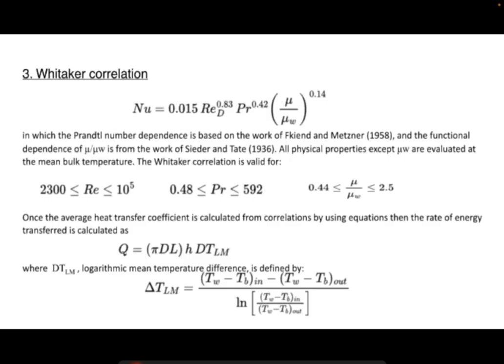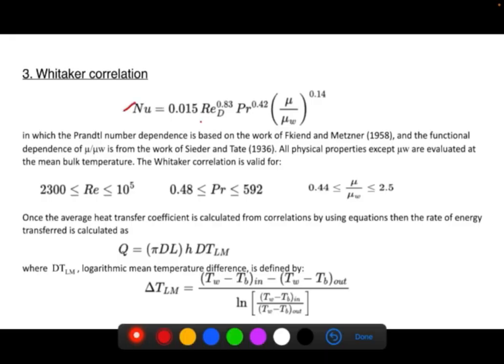Third relation, Whitaker correlation. Here, the Nusselt number equals 0.015 into Reynolds number Re_D to the whole power 0.83 into Prandtl number to the whole power 0.42 into mu by mu w to the whole power 0.14, in which the Prandtl number dependence is based on the work of Friend and Metzner in 1958, and the functional dependence of mu by mu w is from the work of Sieder and Tate in 1936. All physical properties except mu w are evaluated at mean bulk temperature.